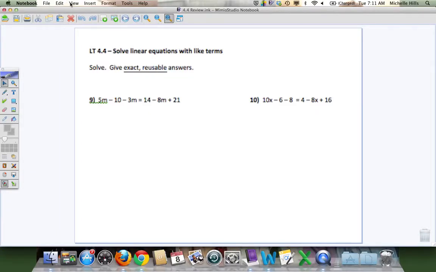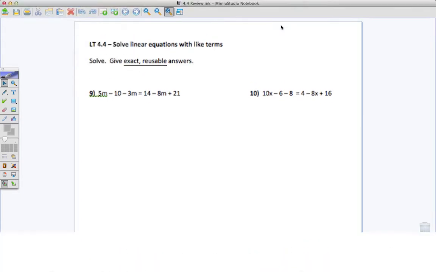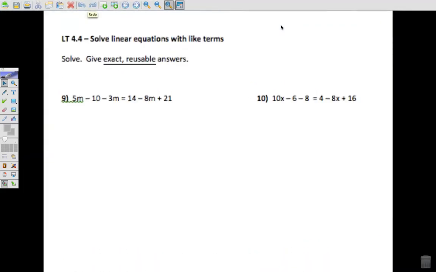So, when you are solving equations, as you did in the past, you still want to draw your dashed line down through your equal sign to make sure that you keep those equal signs lined up. So I'm going to do that first.